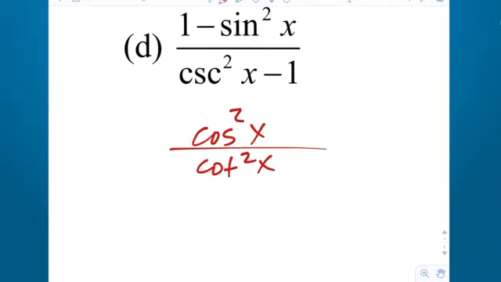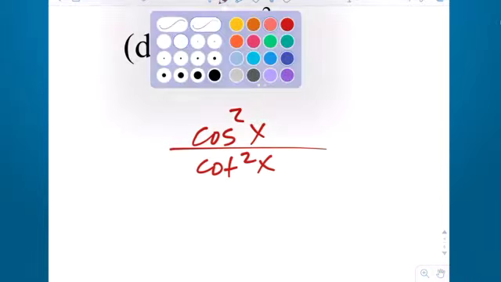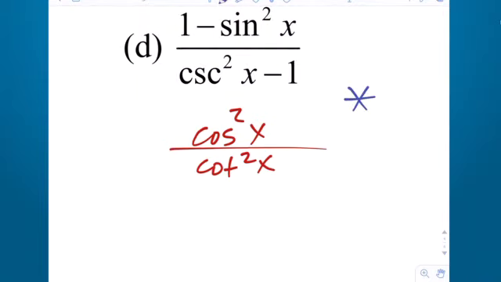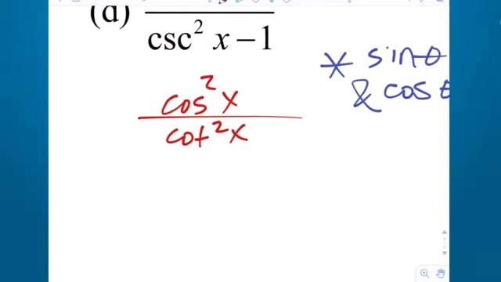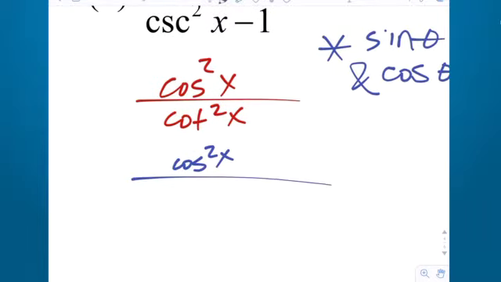Very good. One of the things that's helpful, and this is another strategy, if you ever get stuck, put everything in terms of sine and cosine. And we know from the unit circle that we can do that, because we can get all 6 trig functions just by knowing cosine and sine. So everything can be put in terms of sine and cosine. All right. So if you want to do that, cosine squared of x all over cotangent squared would be what? It was your idea. What would it be equal to?